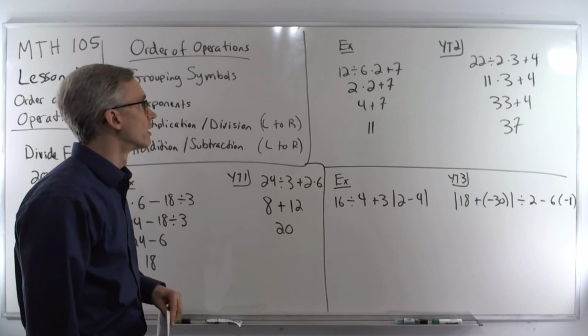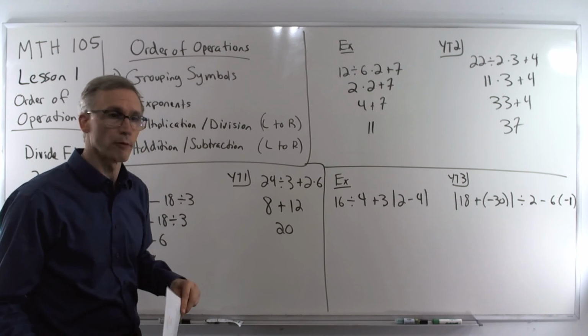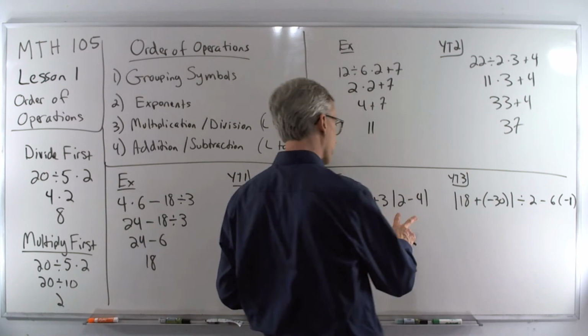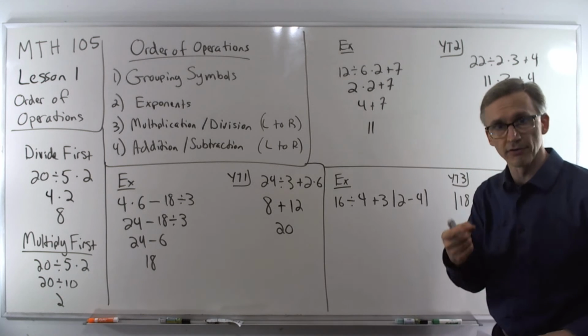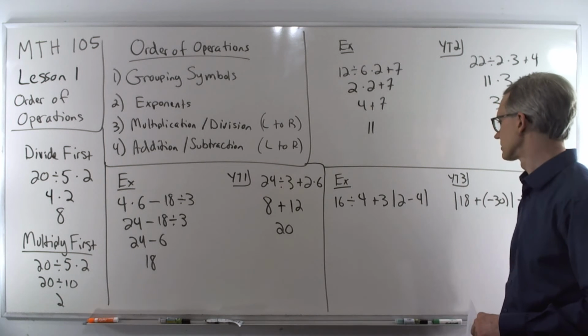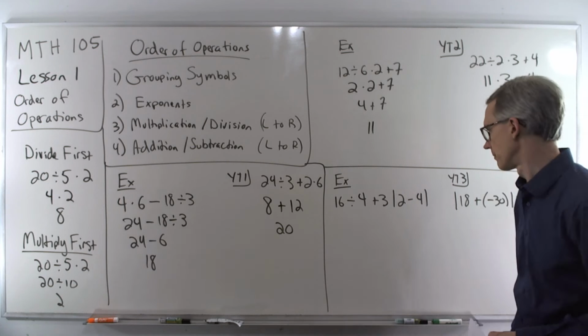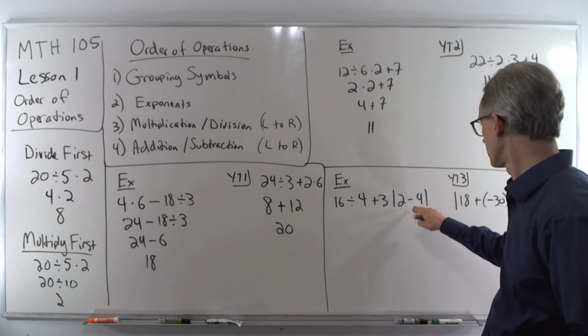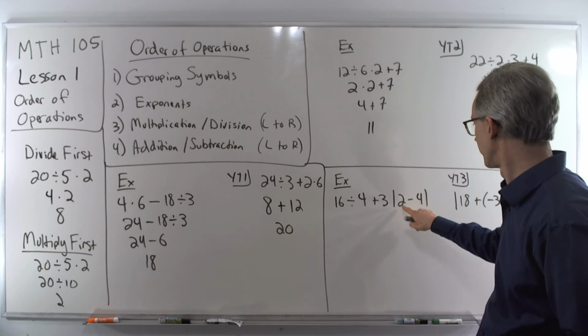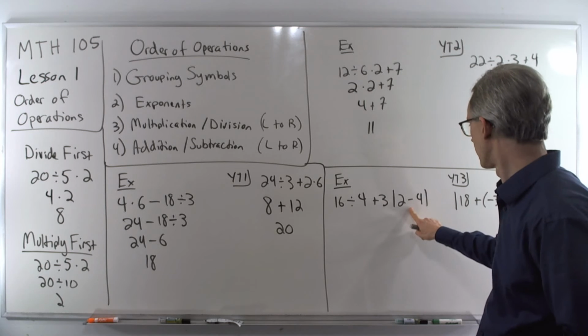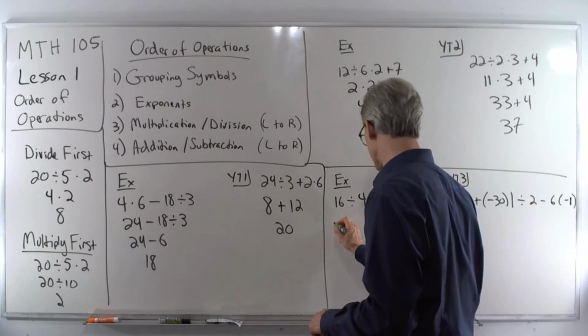Next example, this will be our first one with a grouping symbol. And absolute value bars are a grouping symbol. You get parentheses, brackets, absolute value bars. And actually the division bar is also a grouping symbol, as we'll see later on. So that means we're going to start inside the grouping symbol. We're going to start and evaluate 2 minus 4 to give us negative 2 here. Everything else stays the same.